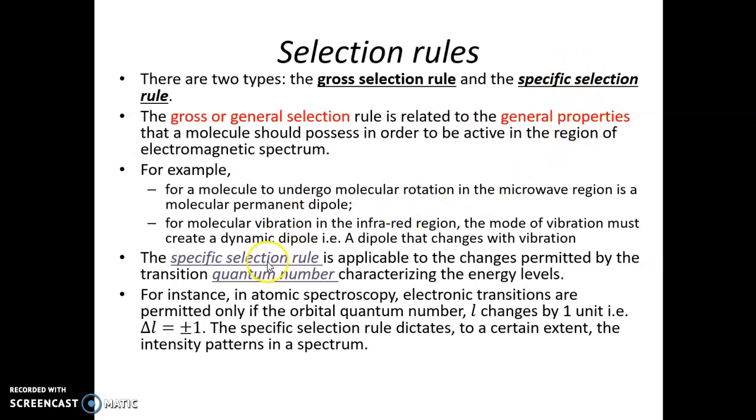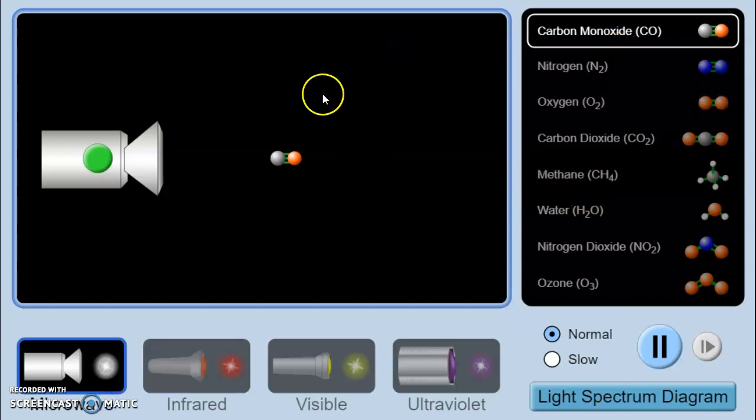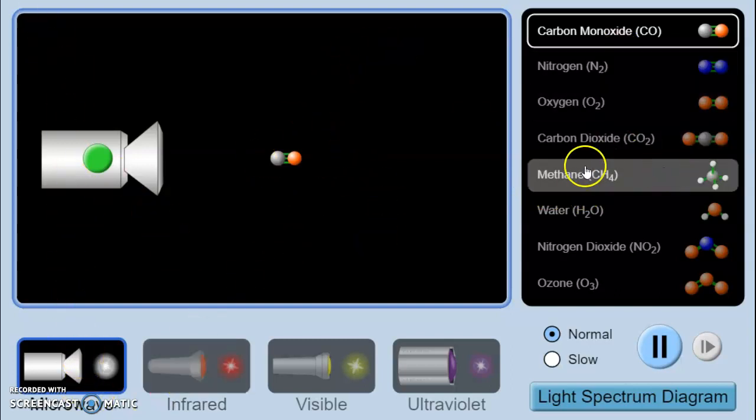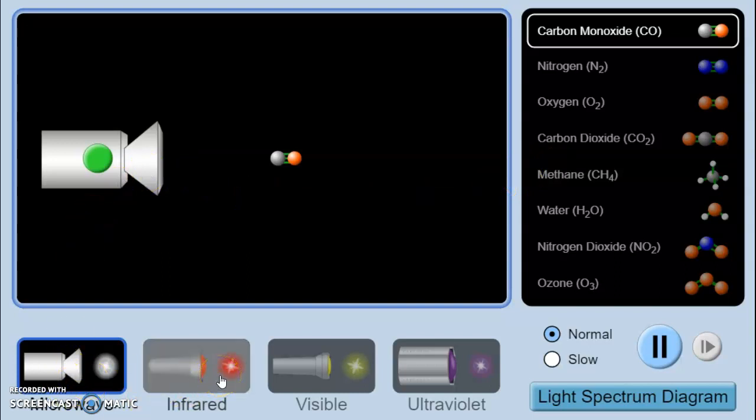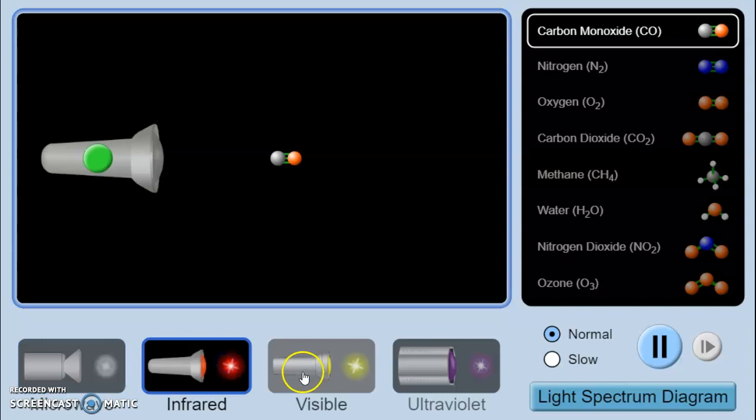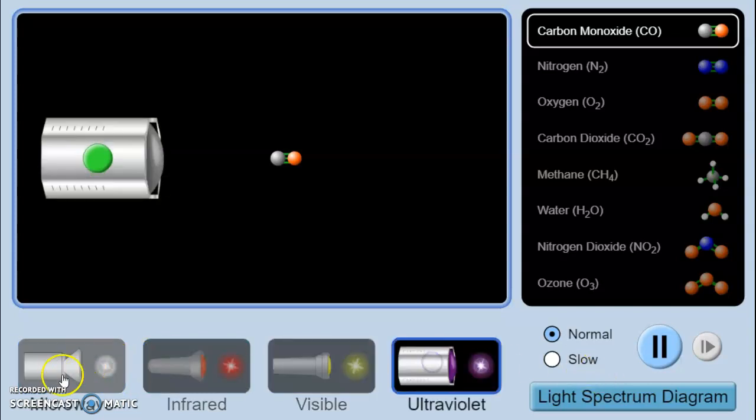The specifics, there's a video that we can see. Now this simulation has been provided by the University of Colorado, so you can actually go online and check this out on your own. I may be able to provide the link somewhere, or you can just Google it, simulations PhET Colorado. So this is the microwave region. You can decide to choose any one.